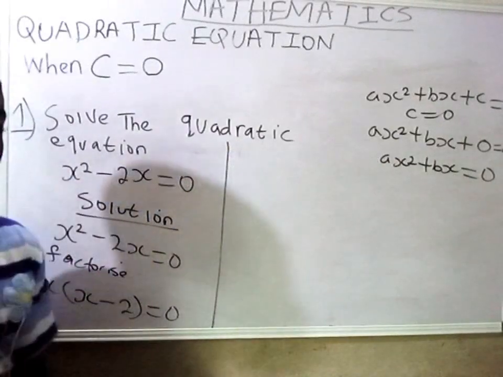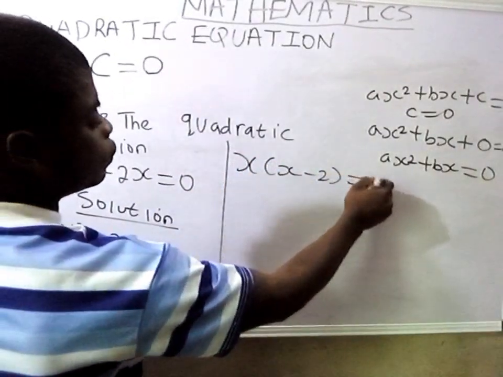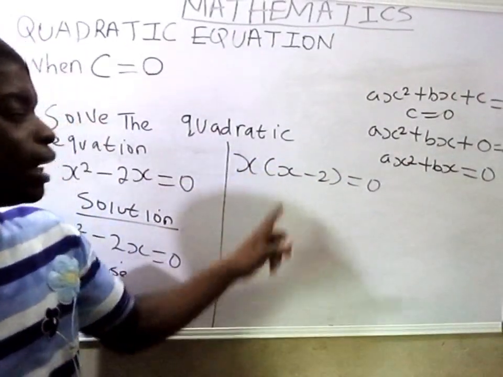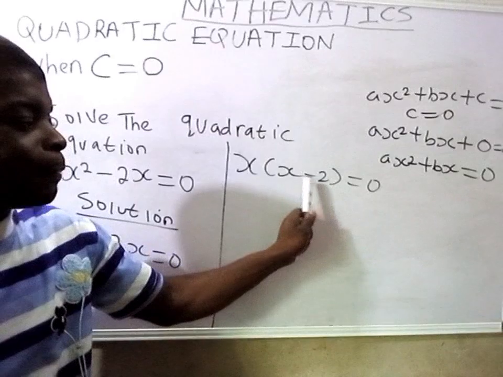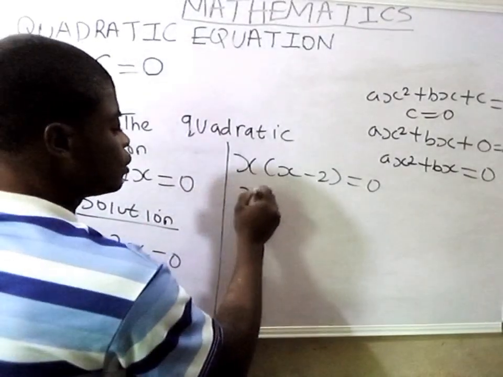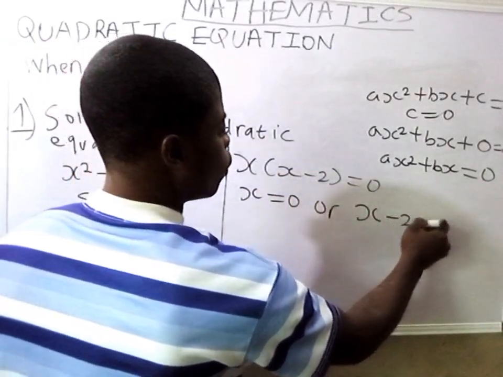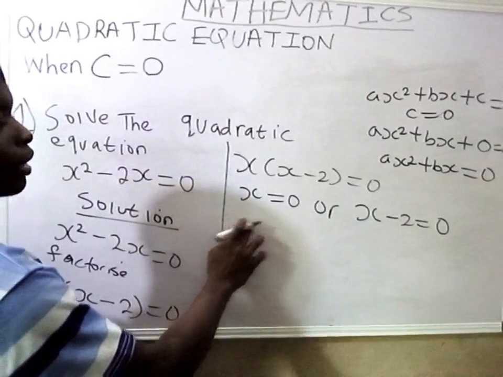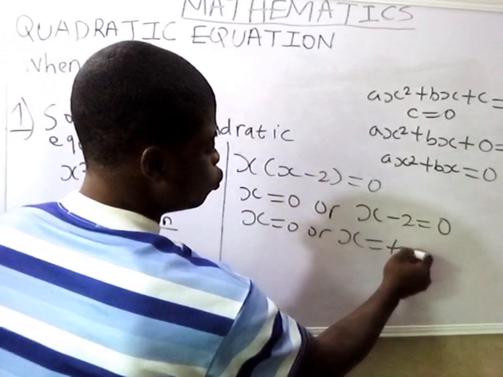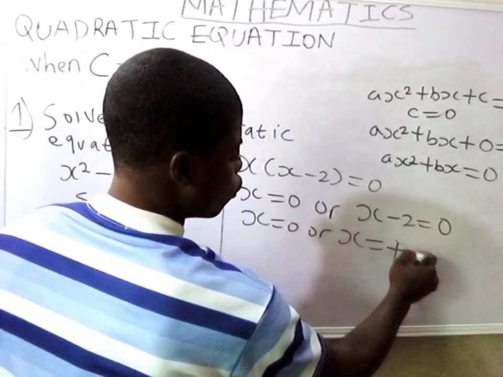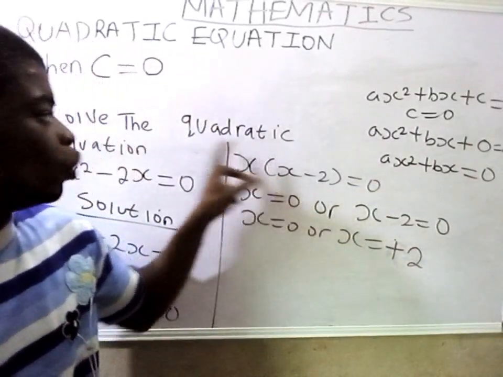So we are not done yet. Let's bring it to this side by saying x minus 2 equals 0. The next step we take is to equate x equals 0 and x minus 2 equals 0, by saying x equals 0 or x minus 2 equals 0. So we can hereby say that x equals 0 or x equals plus 2, because when this minus 2 crosses over, it becomes plus 2. So this is the possible answer for question 1.